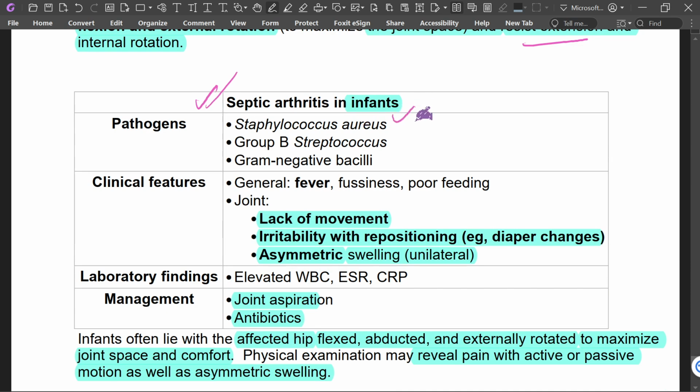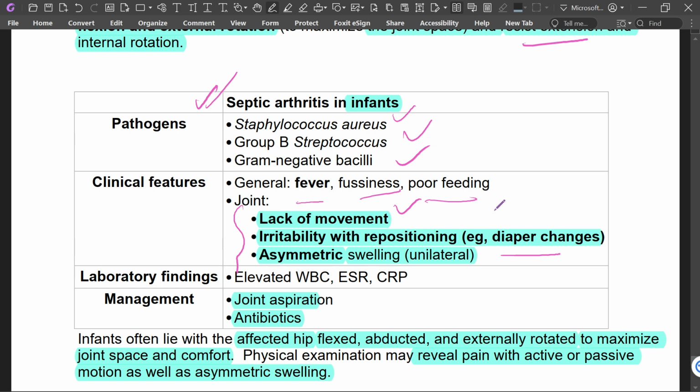Septic arthritis is caused by Staph aureus, group B streptococci, and gram-negative bacilli. Generally there is fever, fussiness, and poor feeding. The joint shows lack of movement, irritability with repositioning like diaper changes, and asymmetric swelling. In septic arthritis, it is unilateral and asymmetric.